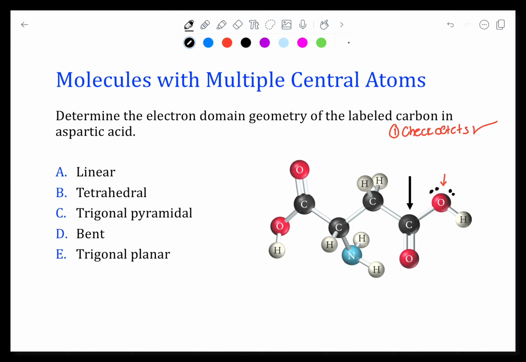What is the electron domain geometry around this carbon? So it doesn't need any lone pairs. We said that it has 2 single bonds and a double bond. So determine the electron domain geometry of that carbon. If it has 3 electron domains, then it would be trigonal planar. Okay, and if we were talking about the molecular geometry, it would also be trigonal planar because there are no lone pairs.